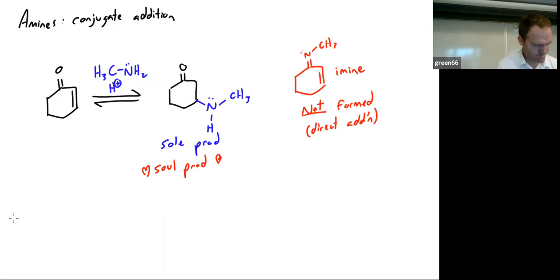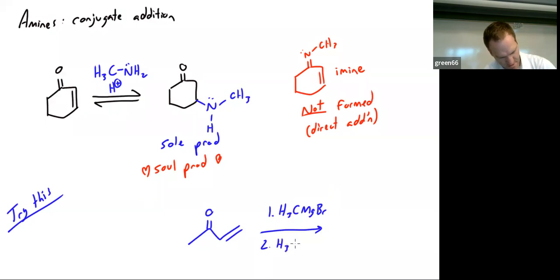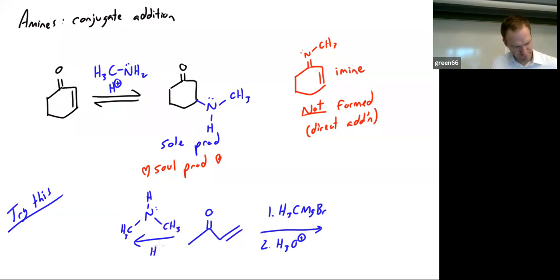I feel like we need to try this. What do I form on the left? What do I form on the right?